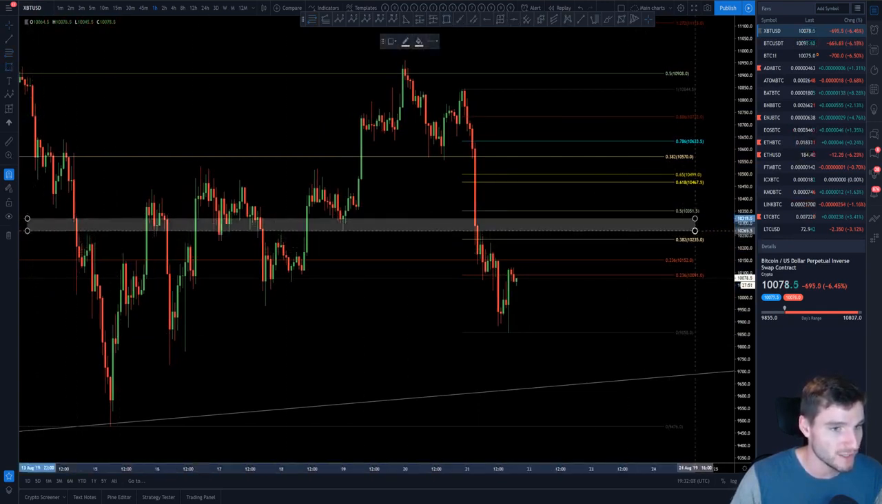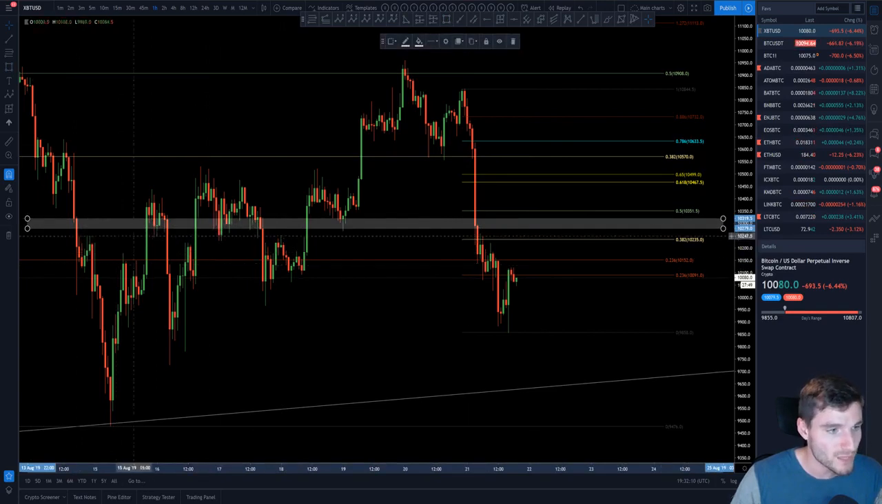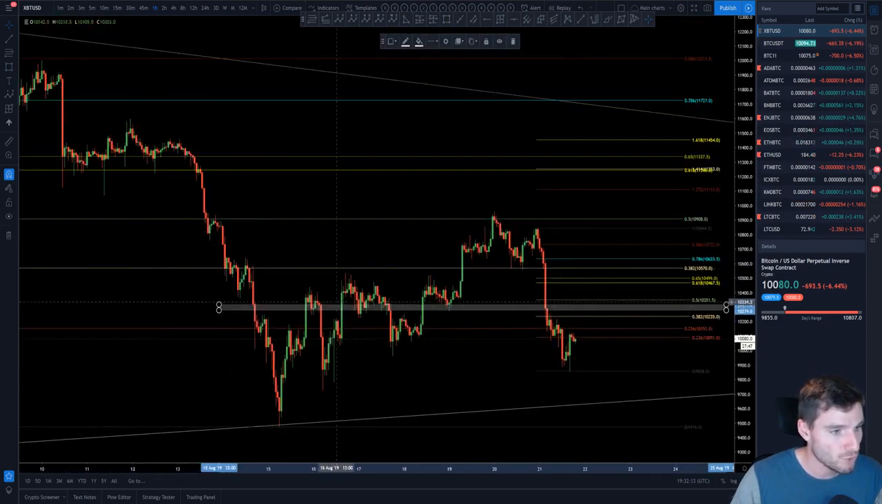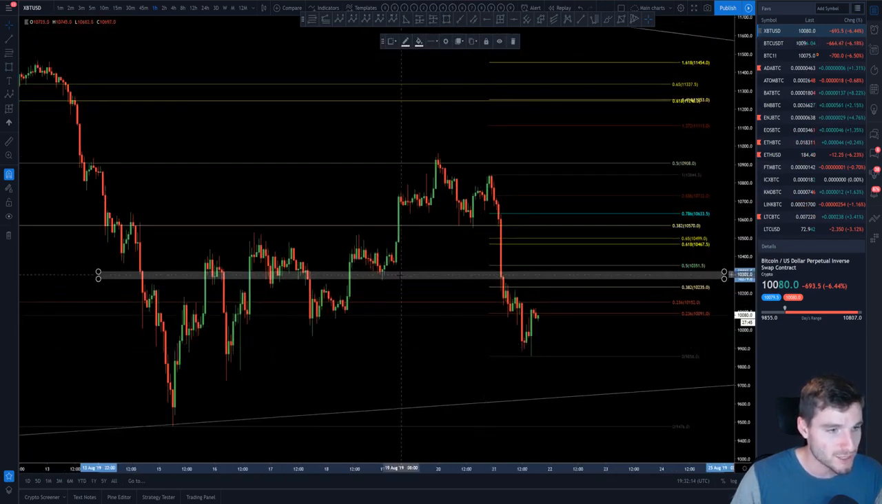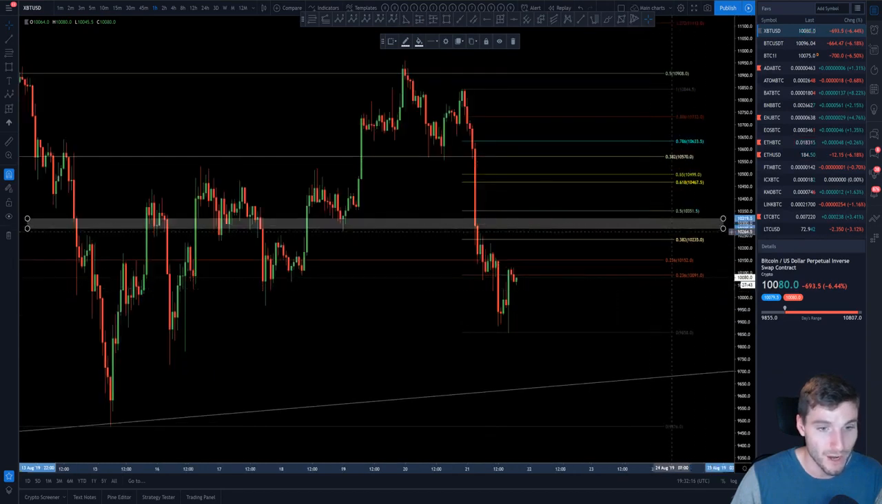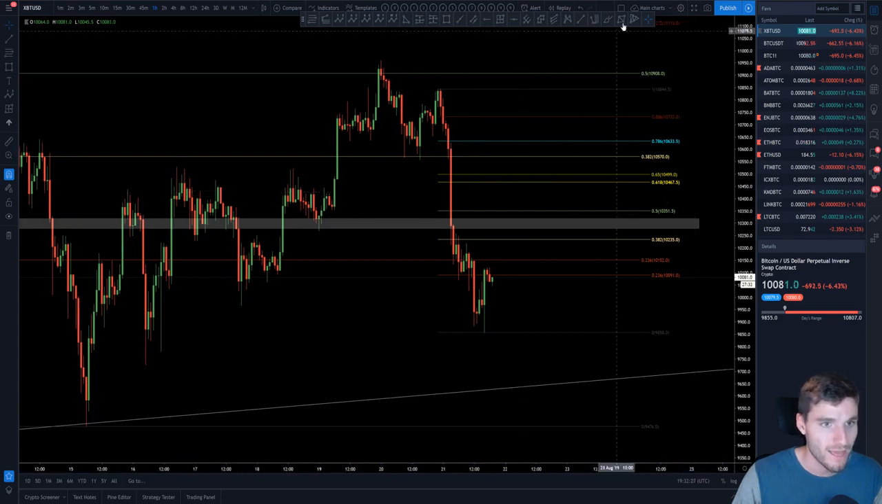I think we can see really nicely here, just above what we got here: support, support, support. That support's now broken. That could be a potential SR flip. So really what we're looking at here is 10.3. 10,250 being the 0.382, 0.5 at 10,350. That would be my area to look for a compounded short.